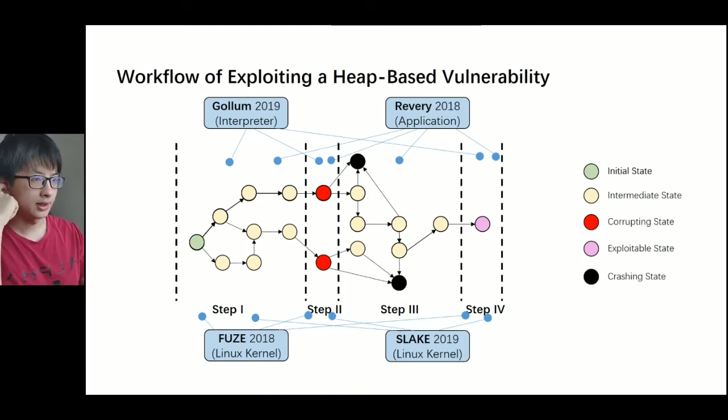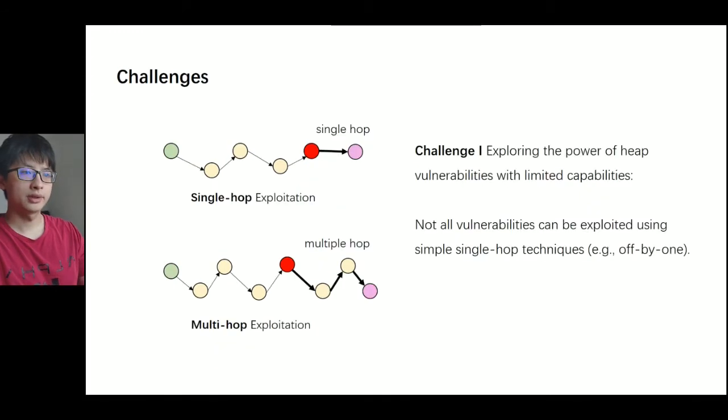We will utilize a fuzzing technique to explore states derived from corrupting states. However, it is not efficient sometimes as the search space is infinite and exploitable states are rare. So there are two challenges we have to address.